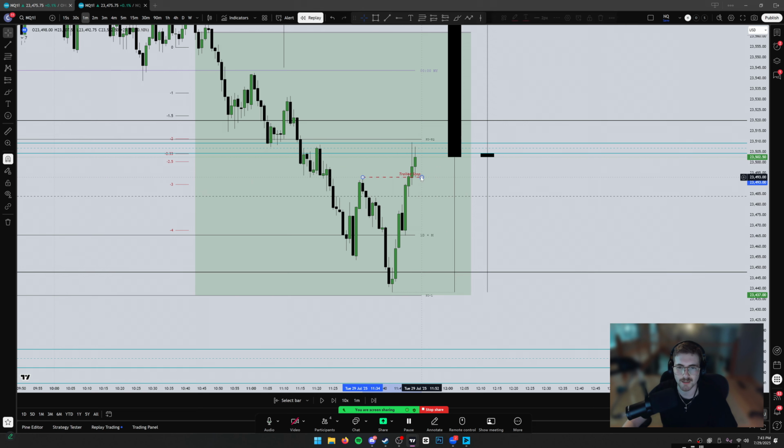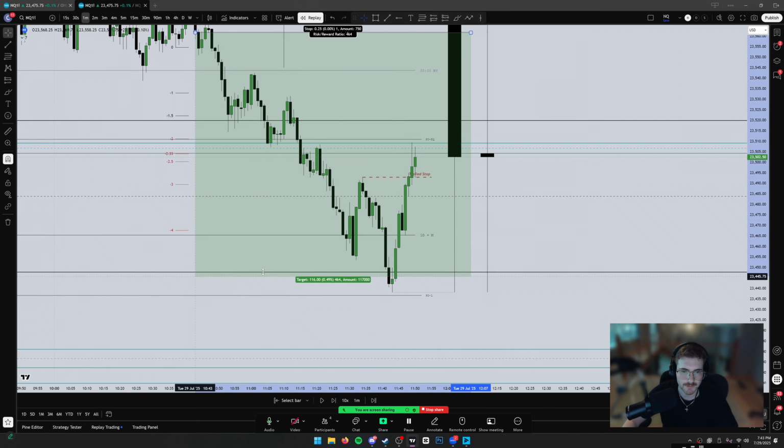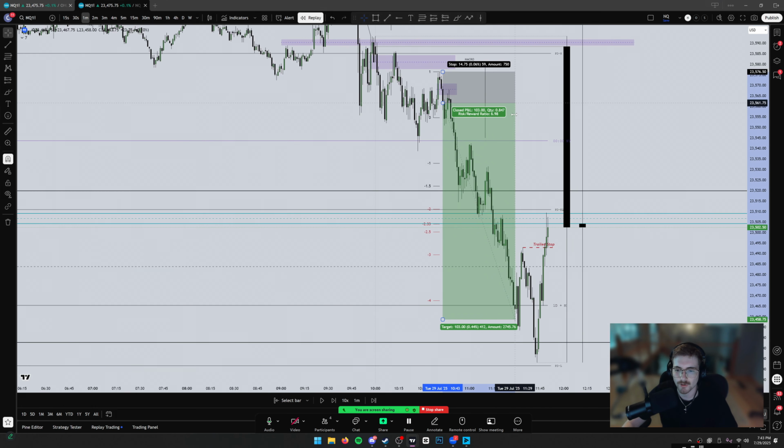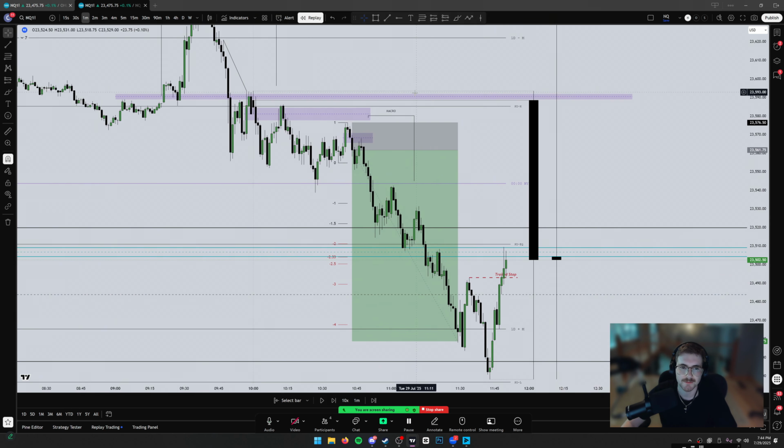As you can see, I got stopped on the rest of my contracts, leaving us with about a 7R, 6.98. Makes sense? So we got a break even over here, over here, and then immediately re-entered and took the trade all the way down to bullish manipulation.